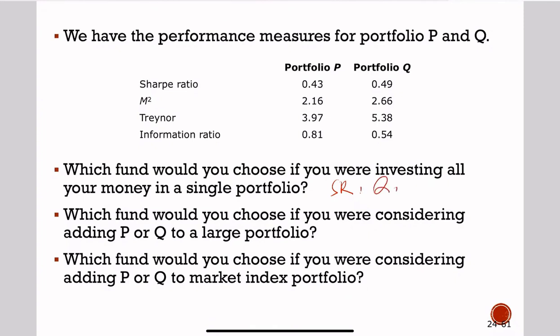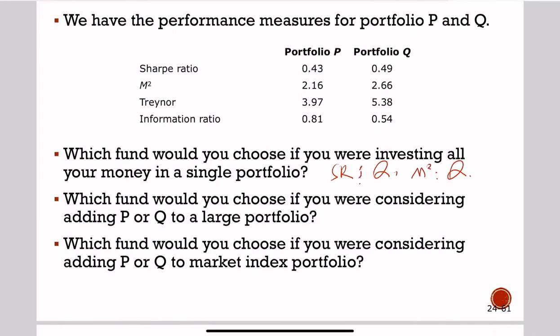Or you could use M squared measure. Again, it will tell you should choose portfolio Q. I mean, if you use Sharpe ratio, and if you use M squared ratio, you will always get the same result. The reason is because M squared measure is just a different form of Sharpe ratio.